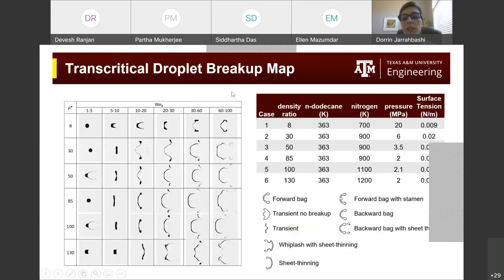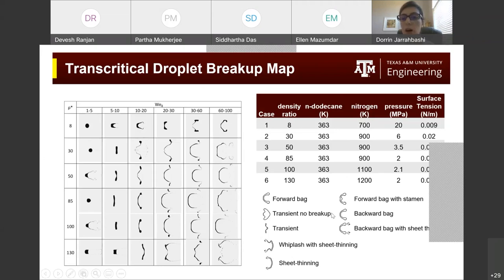I'll end with one slide that focuses on the ongoing work in my lab. We are using this opportunity of having this shock droplet interaction to create a condition for investigating droplet breakup and creating a droplet breakup map for transcritical droplets, which does not currently exist. That would be very helpful for engine designers to understand what is happening at the scales that they cannot resolve experimentally. So we are expanding the range of density ratios, and the background pressure and temperature, to create a very wide range of both density ratios and Weber number.